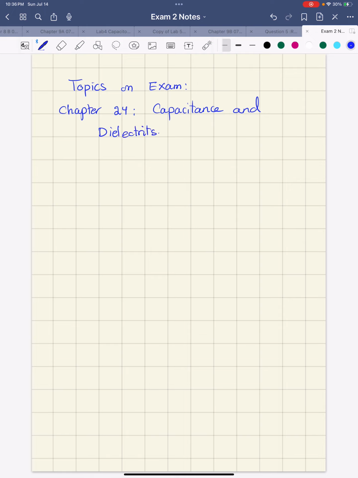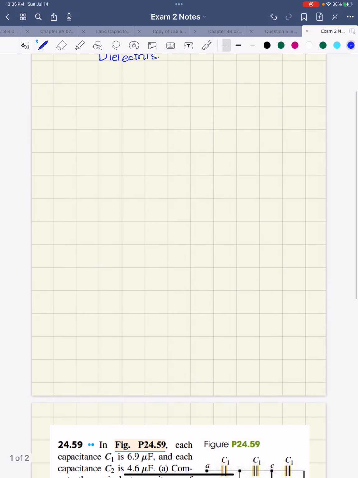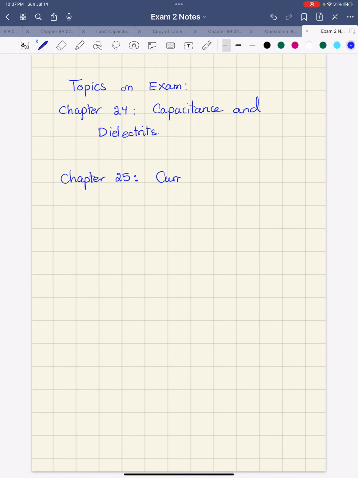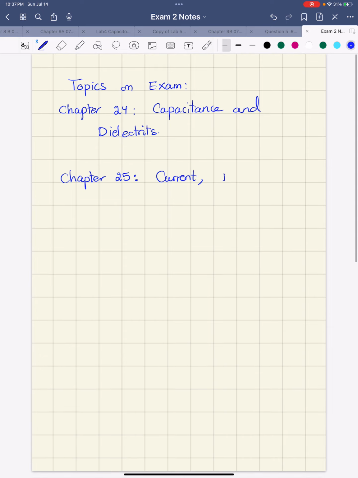And I will say maybe the first note here is going to be about chapter 24. And I'm gonna record also another one for chapter 25 and chapter 26. Chapter 25, it's about current, resistance, and electromotive force.